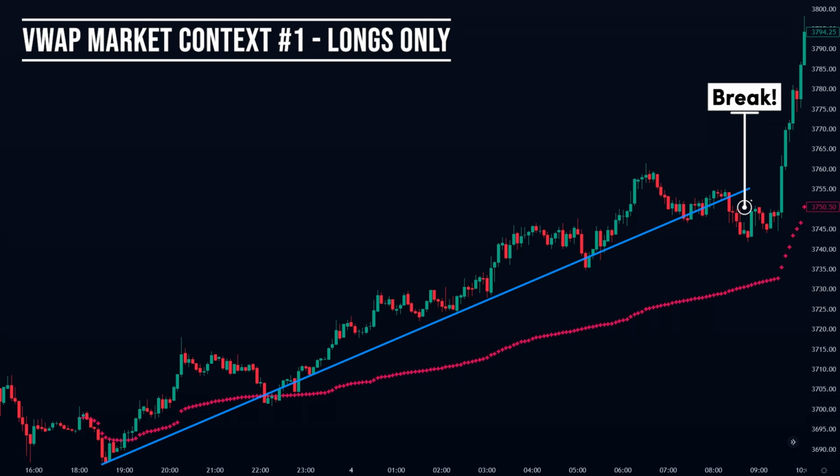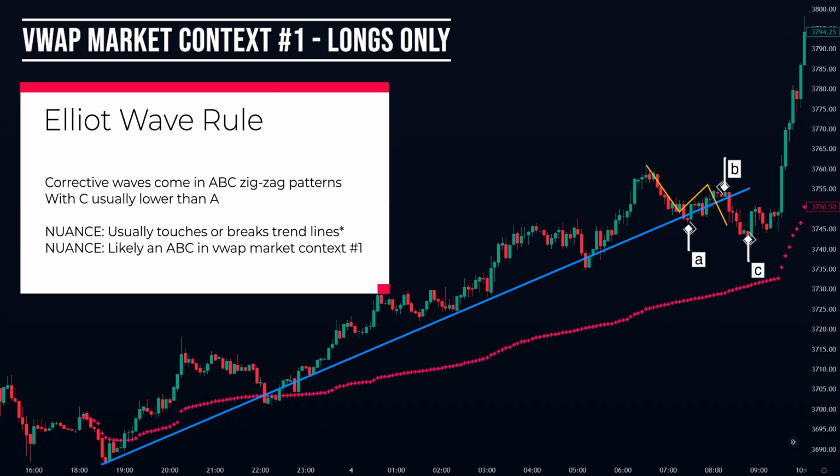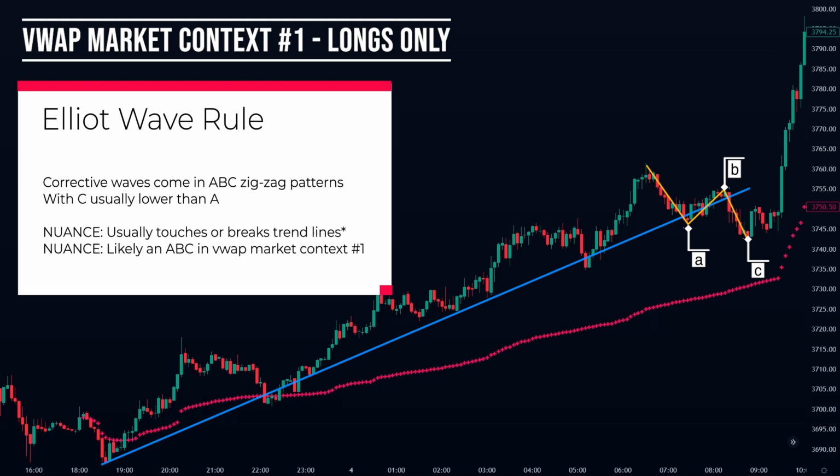Eventually price breaks our trend line, but as you could see, we'd still be in VWAP market context 1. So we are still thinking that the price will continue to go up. If you can recall from our trendline video, we would expect some breaks when it's a corrective wave, giving us the ABC zigzag pattern before going back up. Adding on to this nuance, the likelihood that we're actually seeing a zigzag pattern would be higher if we were in market context 1.